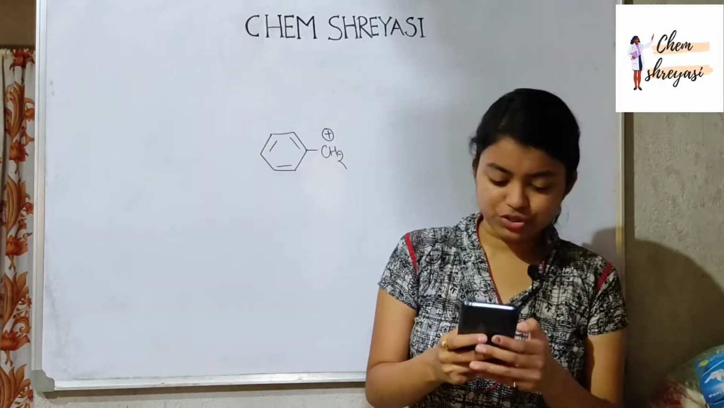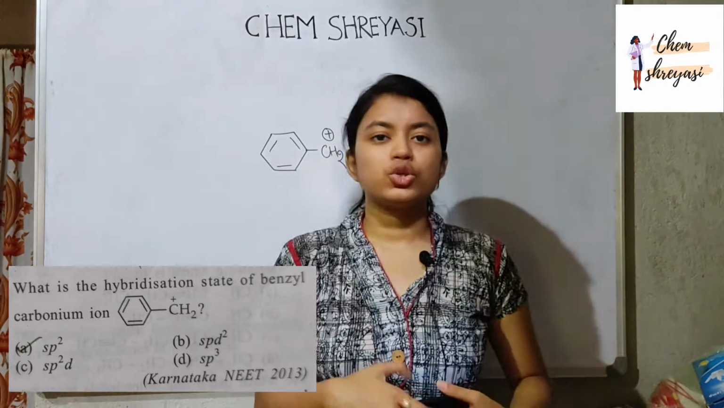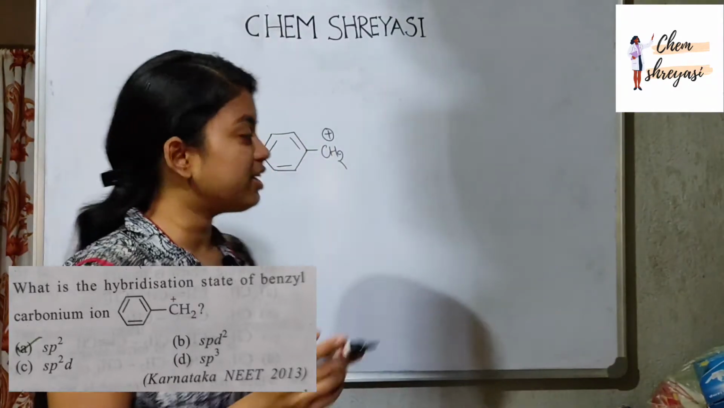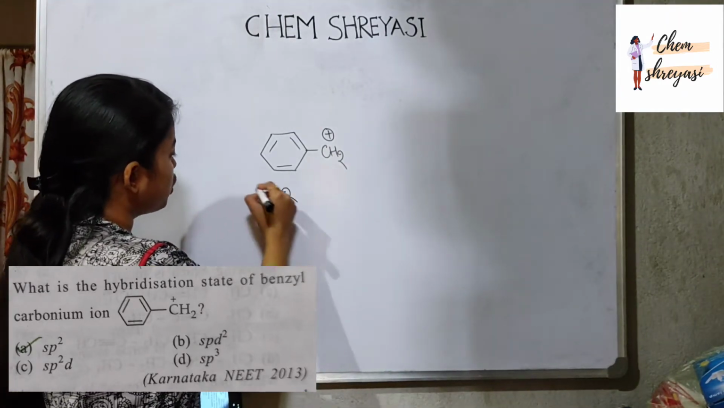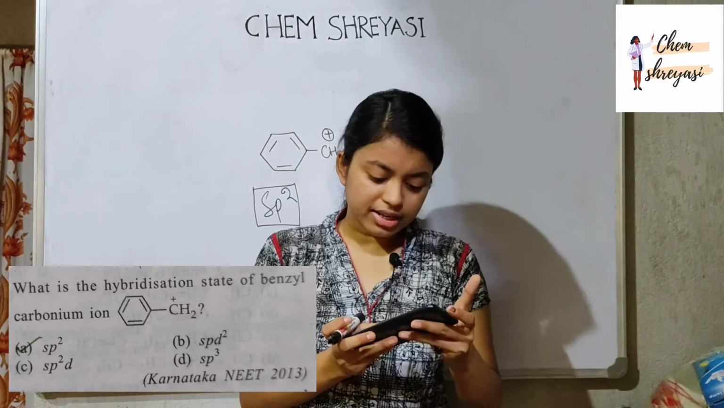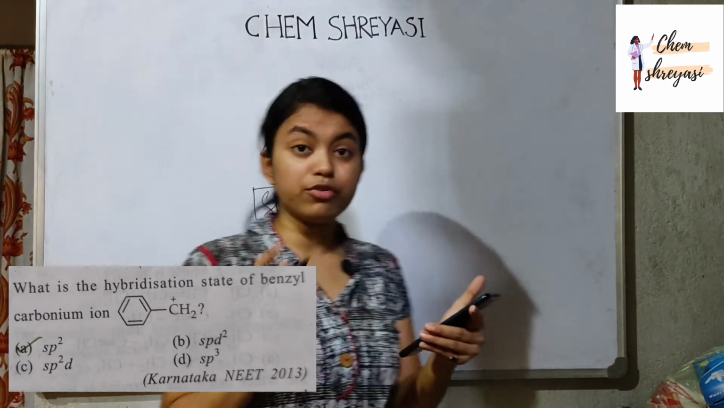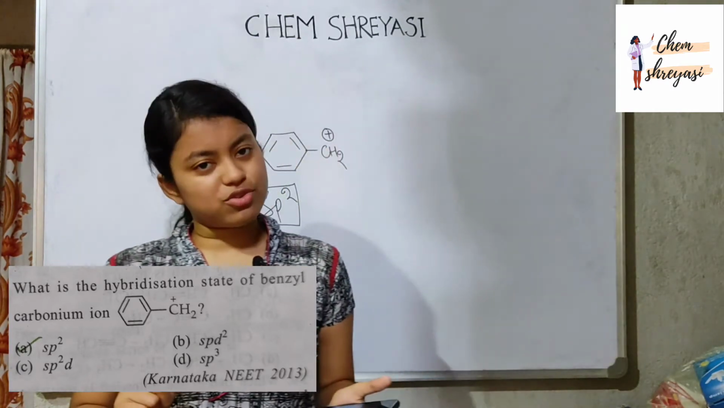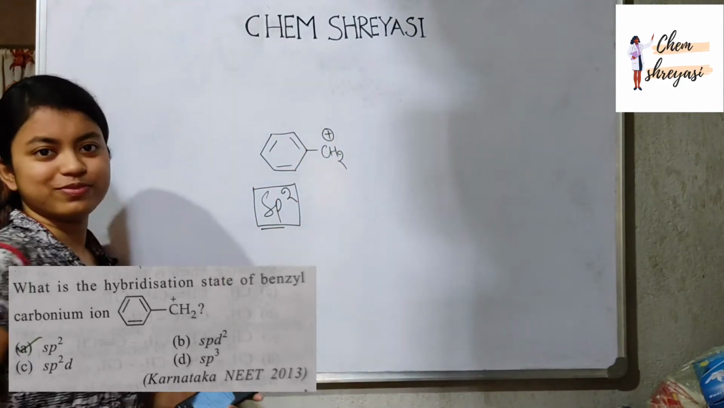Now moving to our third question. It says, what is the hybridization state of the benzyl carbonium ion? So this is the structure of benzyl carbonium ion. In the previous video, I have explained that any carbocation has a hybridization of sp2. So in this case also there is a carbocation, that is benzyl carbonium ion. In this context also there have been given 4 options, that is sp2, spd2, sp2d and sp3. So we can easily understand that option A is the right answer, which is sp2.